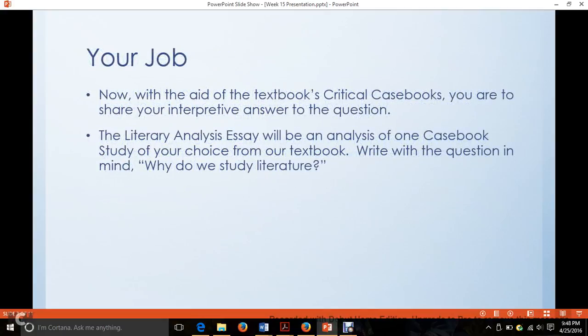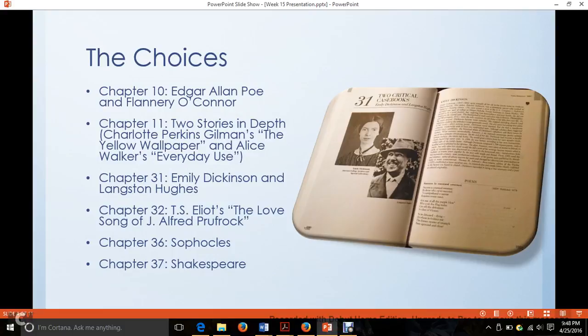So your job for the Casebook Studies essay is to share your interpretive answer to the question of why we study literature. And through that, you're going to choose a particular casebook study from our textbook with that question in mind. So I wanted to go over kind of the choices, and there are several, and you'll notice that some of these fit in the time period that we've been reading so far, and some of them don't. And I'm completely fine with you choosing any of these, whatever piques your interest.